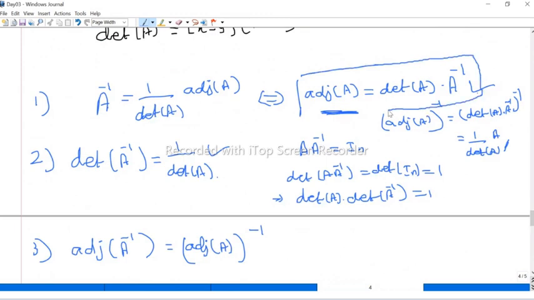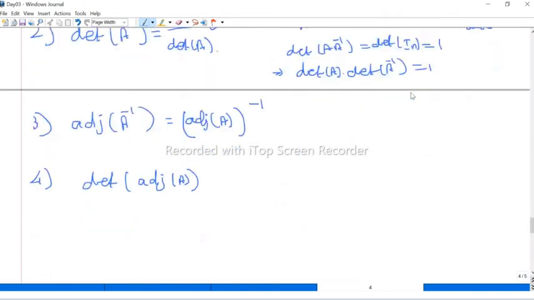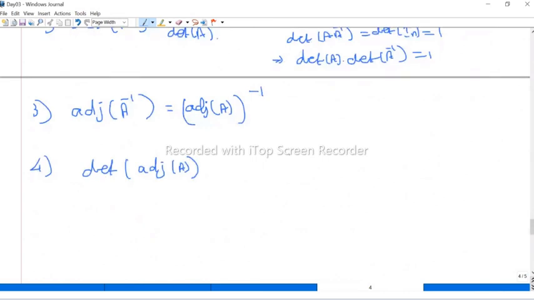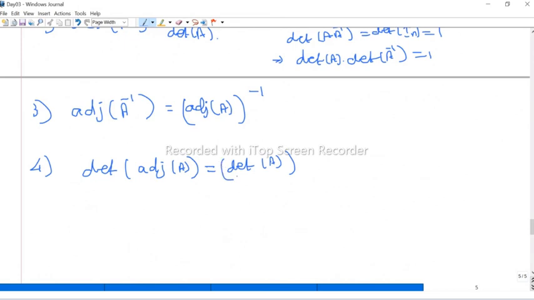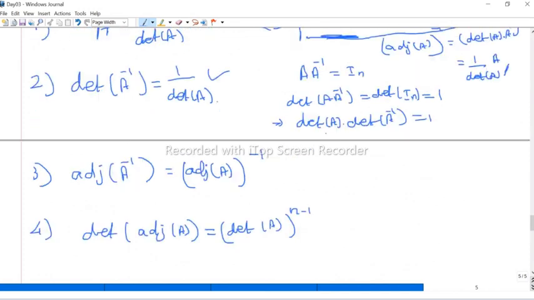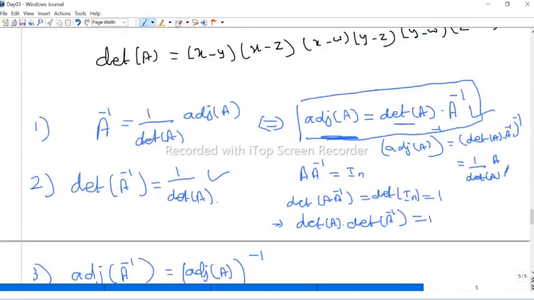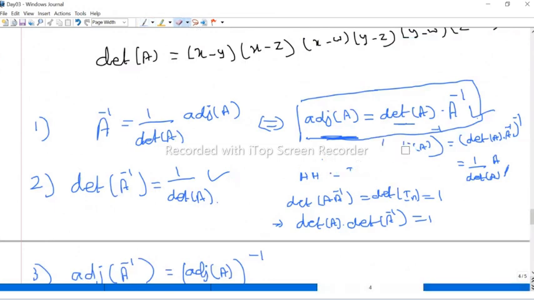Now apply the determinant on both sides. So determinant of adjoint A equals determinant of determinant of A into A inverse. The determinant of A is a scalar, so you can take it outside the determinant, raised to the power of the order of the matrix. Suppose I assume that A is an n by n matrix. You will get, I'm directly writing it here, determinant of A whole power n minus 1. You can easily prove it. Just apply the determinant on both sides, and maybe I can quickly prove it.